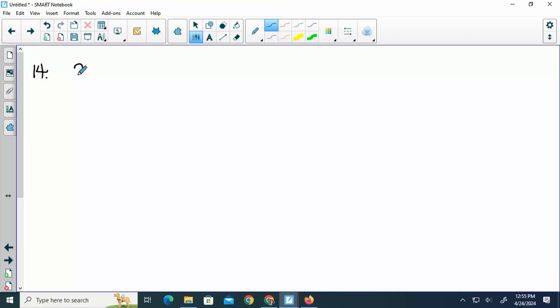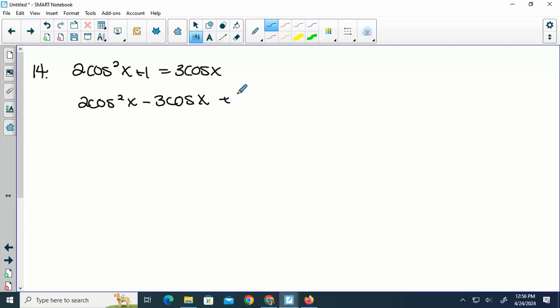We are still solving, but I switched over to radians. What would we do first? Get everything on one side. I'll subtract my 3 cosine x. What do you recognize? Slip and slide. This is a quadratic, but we have a coefficient, so you have to bring that down.